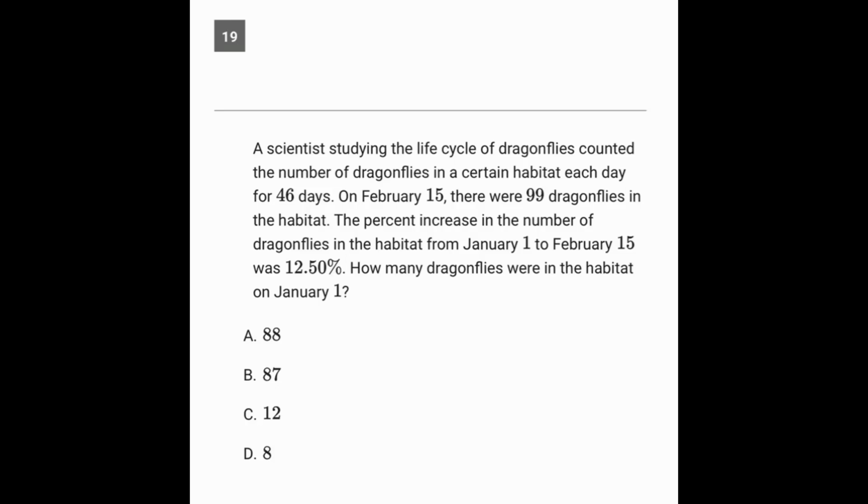In this question, we have the two dates, January and February. I won't really concern myself with the number because they're just January and February. But we're hearing that the percent increase in the number of dragonflies from January to February is 12.5. So we're increasing something by 12.5%.